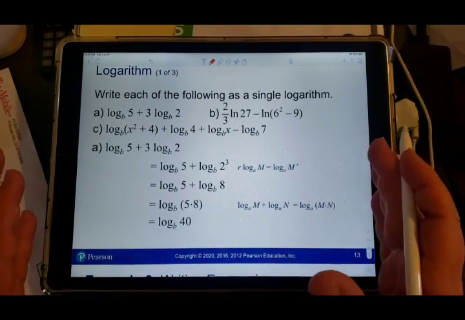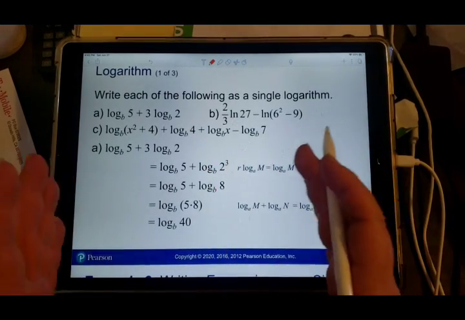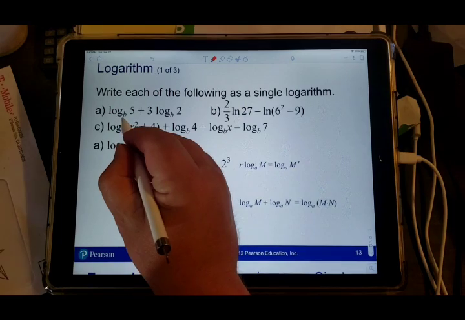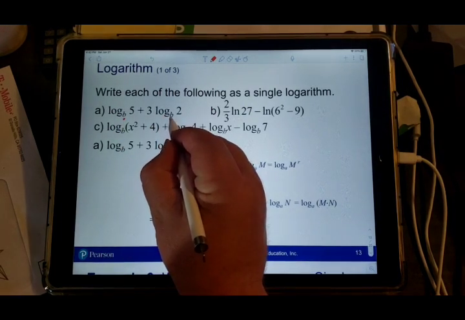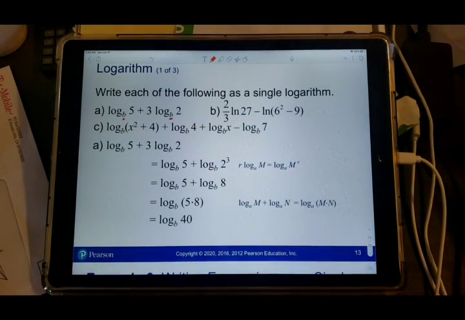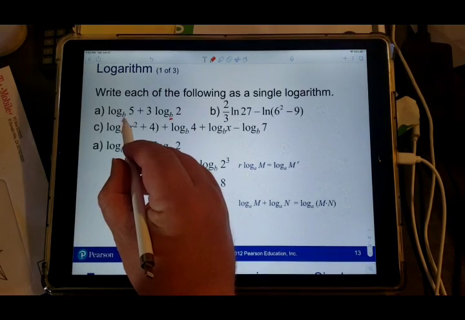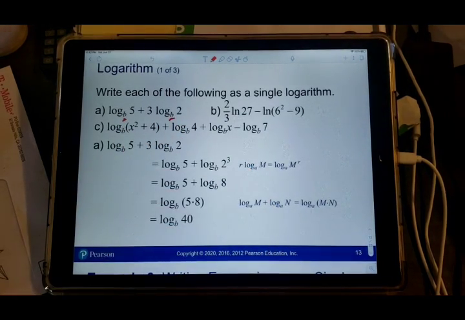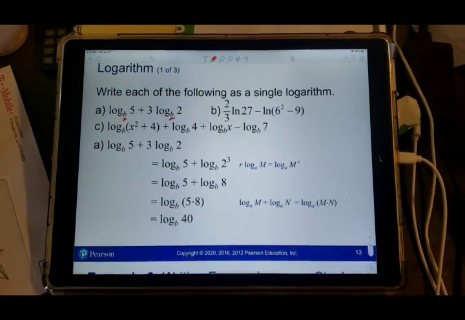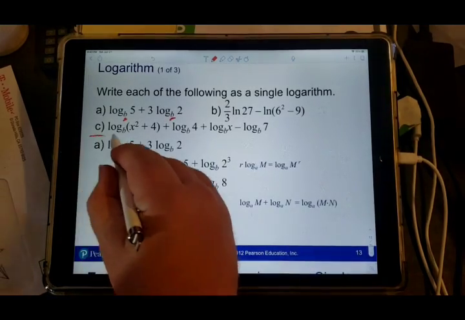Now they're asking us to put them together. And by the way, when you're putting them together, make sure you have the same base. That's a very common mistake. If they give you one letter here and a different letter here, sometimes people will try to put them together when, logically, that doesn't hold water.